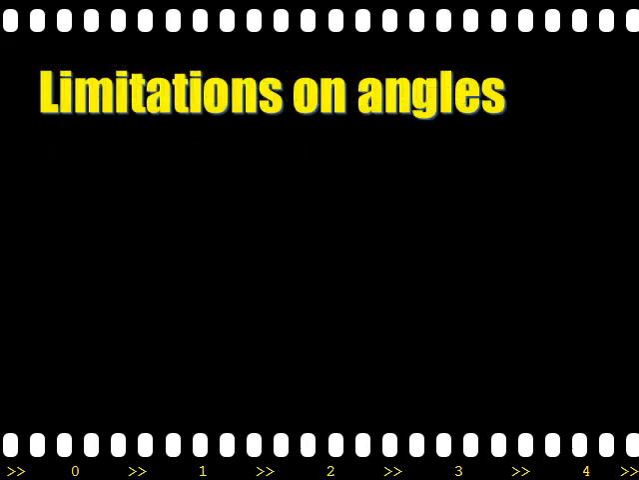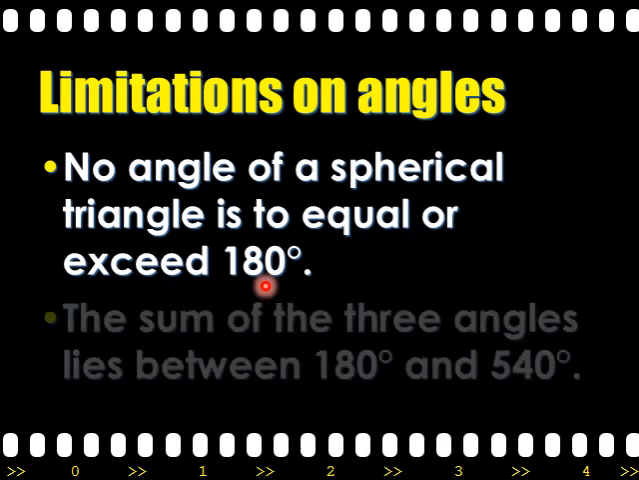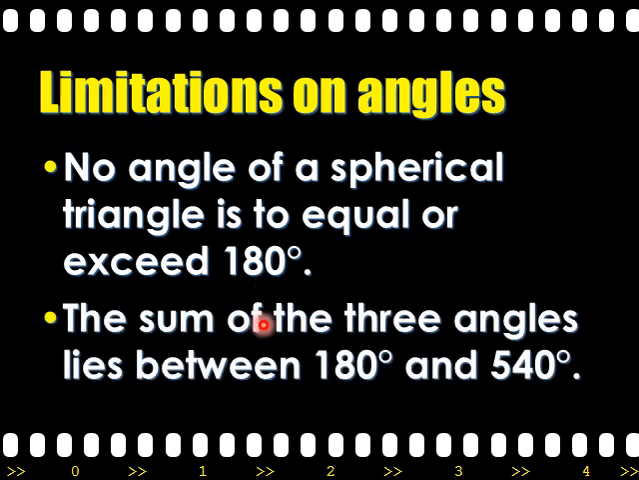So, isa naman, yung limitations on the angles, sabi dyan, no angle of a spherical triangle is equal or exceed 180. So, parang parehas lang kanina sa sides. So, basta, you can imagine na ang limit ng values sa spherical triangle is palaging 180. Okay, hanggang dun lang or less than dun lang sa 180. Yun ang limit niya. Pag more than that or equal to that, hindi siya part ng isang spherical triangle. Pero dito naman sa angles, the sum of the three angles lies between 180 and 540.